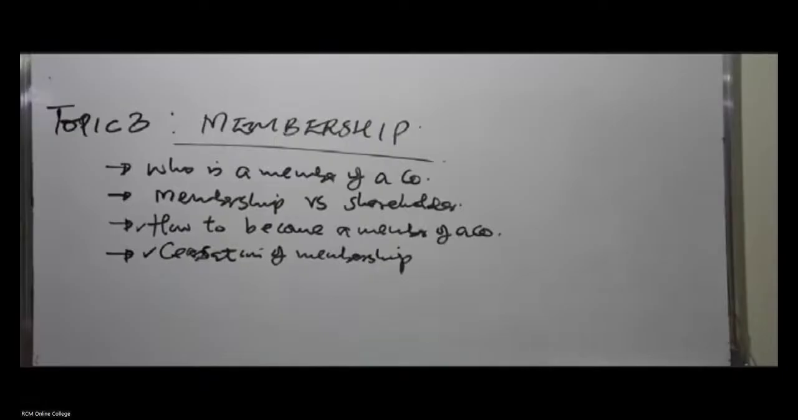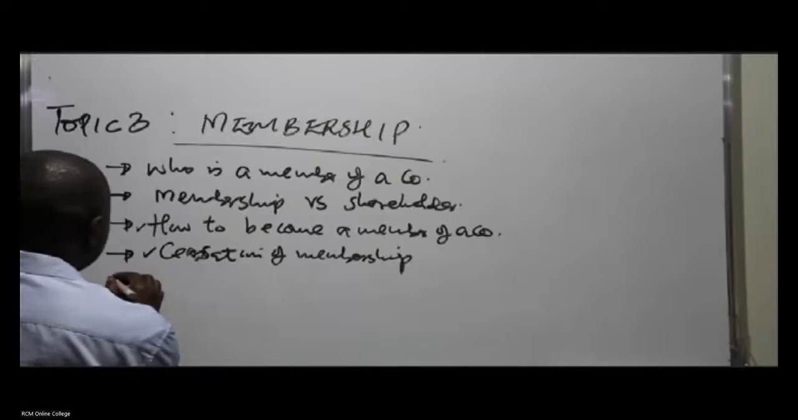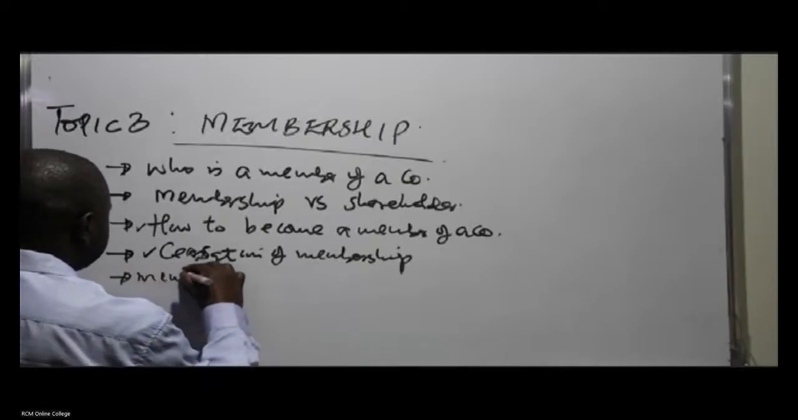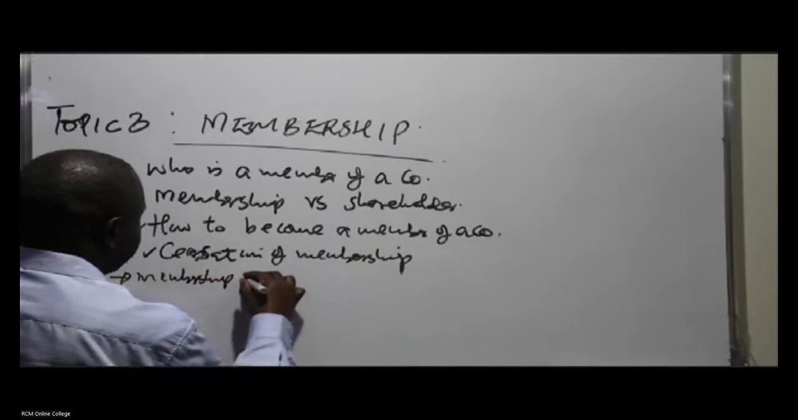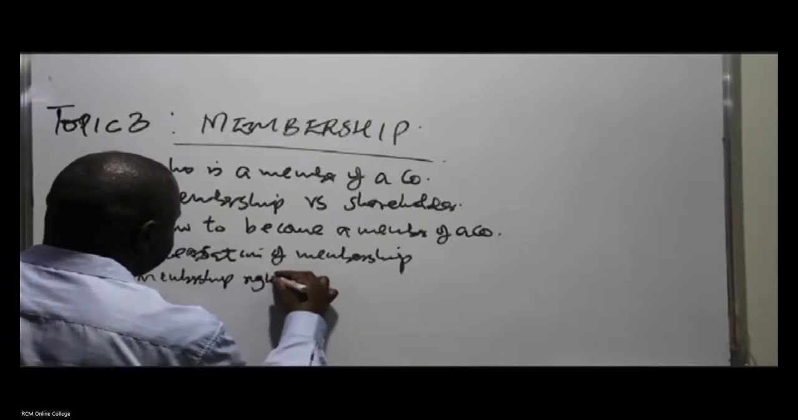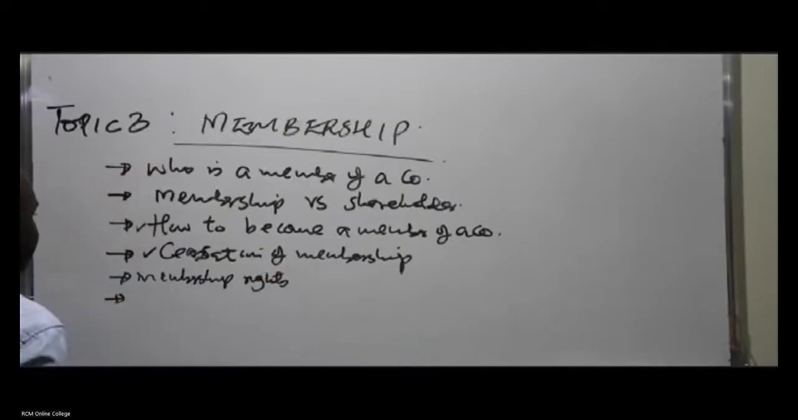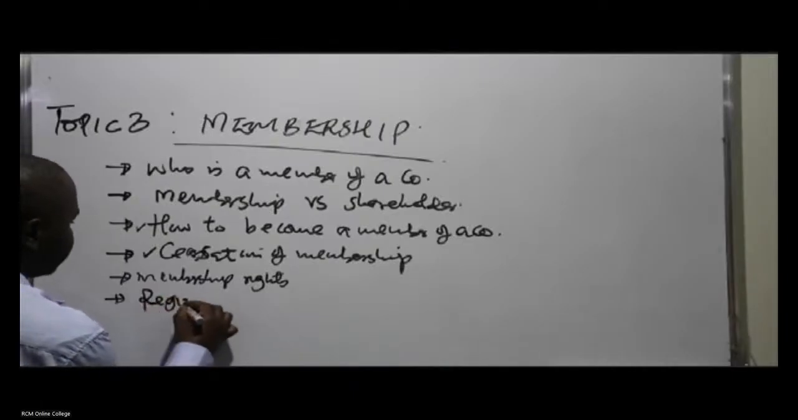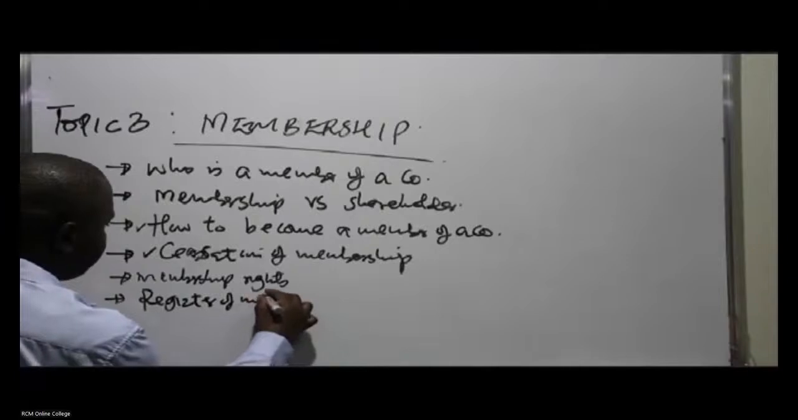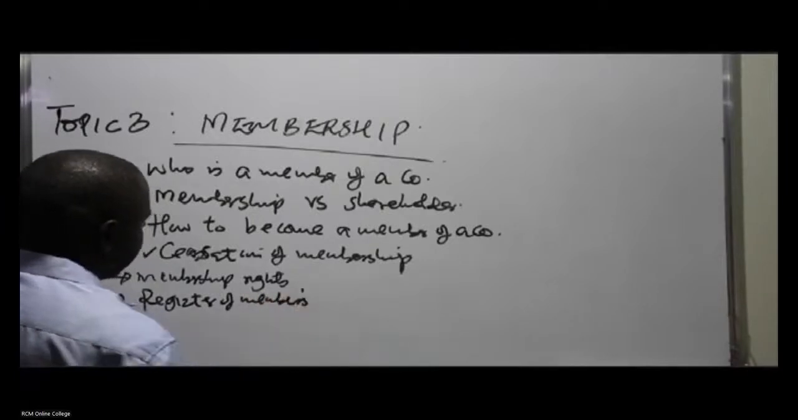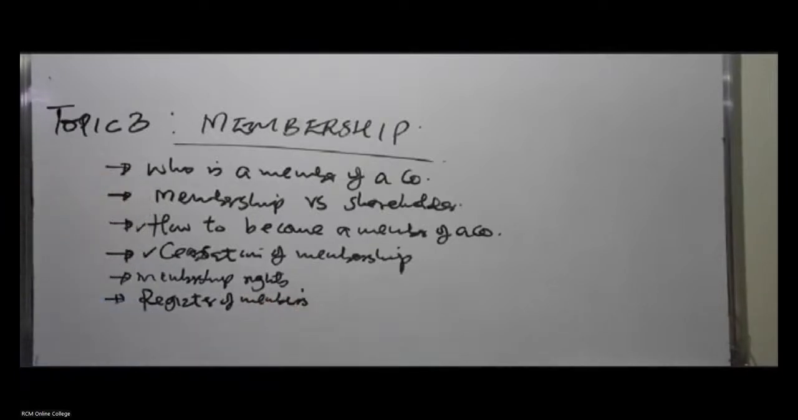Then apart from cessation of membership in a company, we look at what we refer to as membership rights. We're going to look at a key register. Of course, we just mentioned it briefly, but now we're going to look at what we refer to as a register of members.